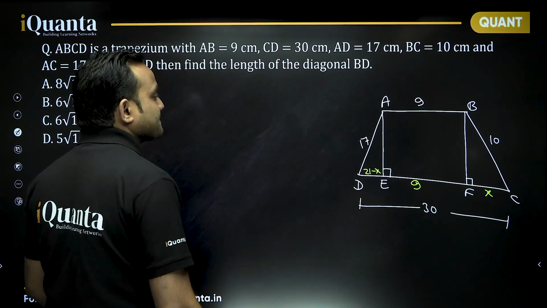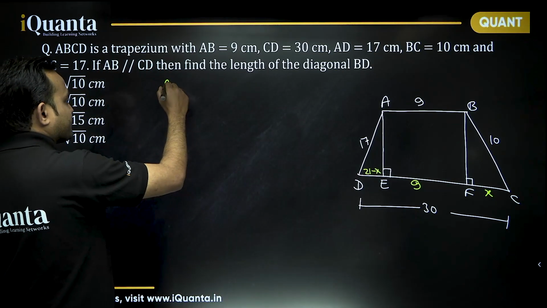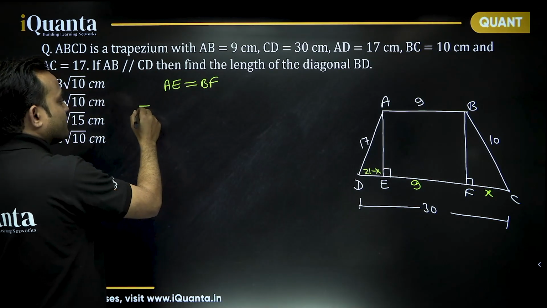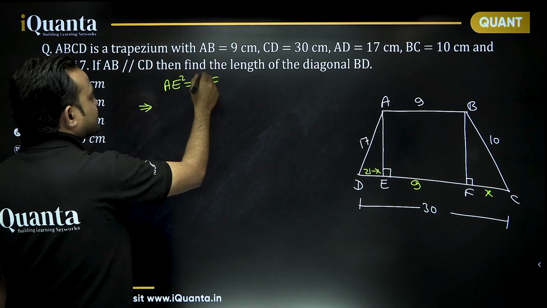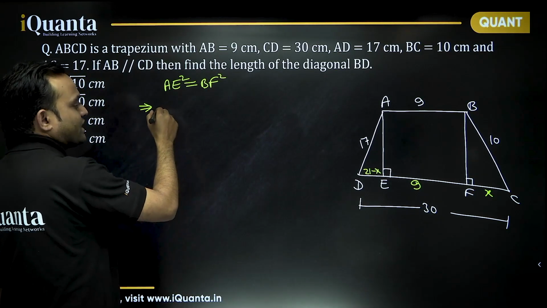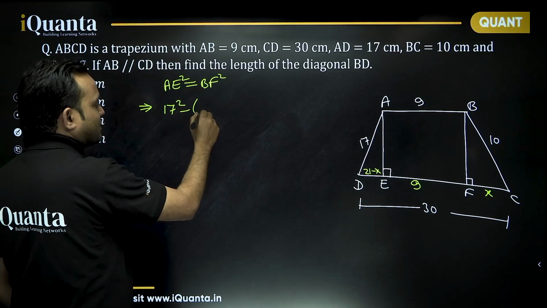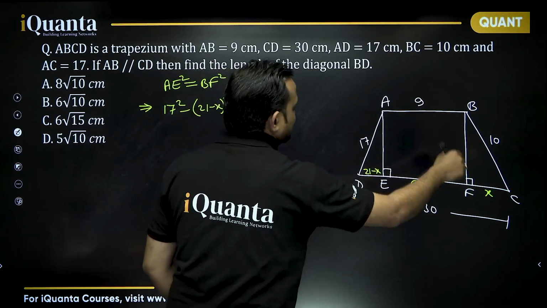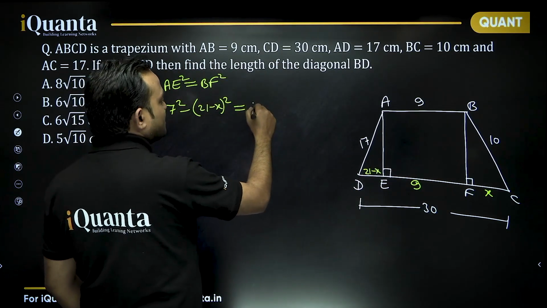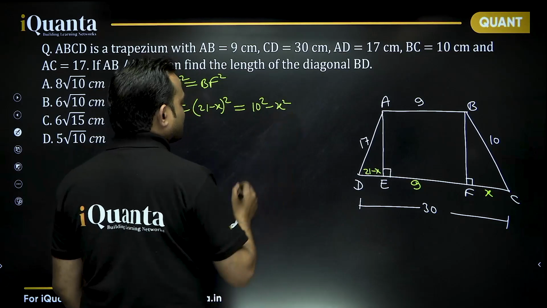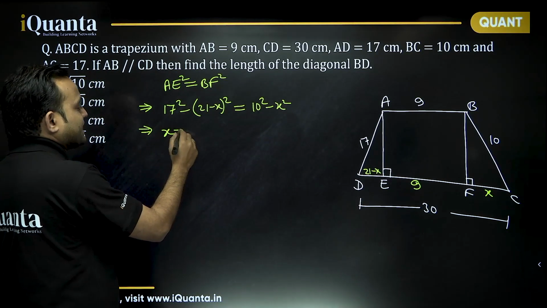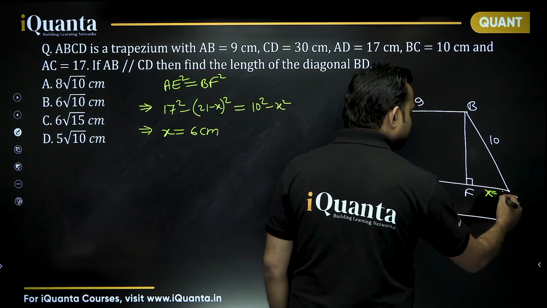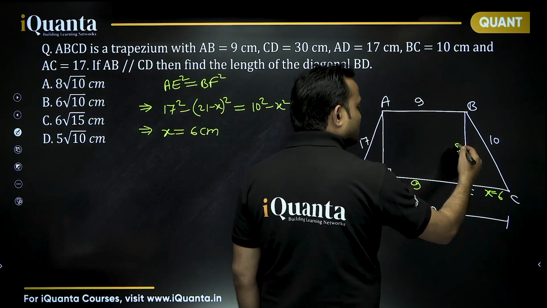So we can say that AE will be equal to BF. Let's take the square. AE square will be equal to 17 square minus (21 minus X) square, which will be equal to BF square, which is BC square minus FC square, which is 10 square minus X square. Solving this, we get X equal to 6 centimeter. If this is 6, can we say BF will be equal to 8?